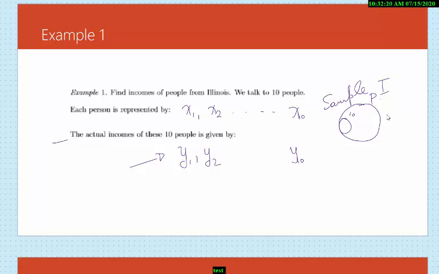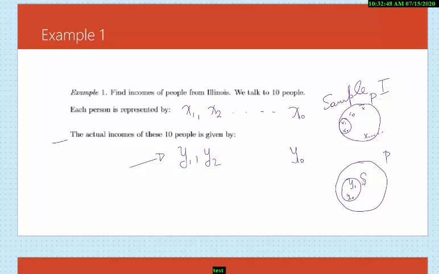And they are represented by X1 up to X10. These are the people coming from the 10 million people that live in Illinois. Now, in the same way, we may have the population of their incomes. The sample right here for the incomes, again, will have values from Y1 to Y10.